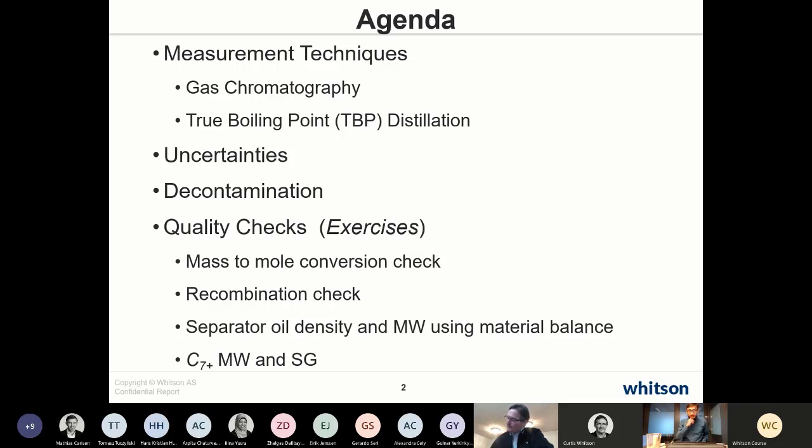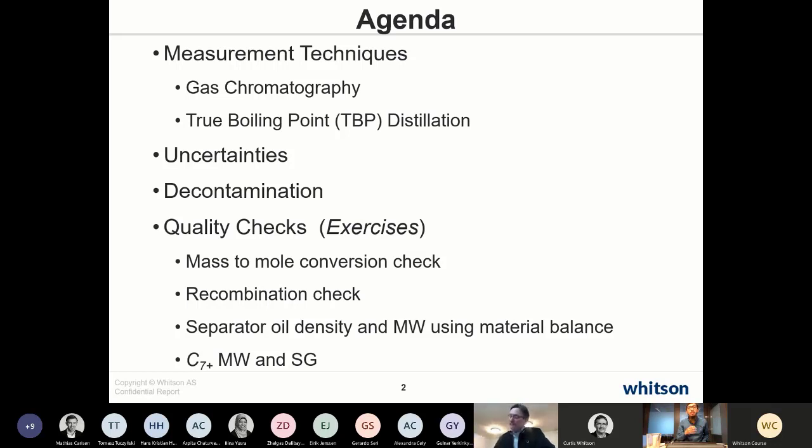And then we have the topic on decontamination. Like how we can do the mathematical decontamination of contaminated samples and calculate the decontaminated composition. And Matthias, my friend, he has a very big passion to present this topic, so he will be doing that. Then the quality checks on the composition.